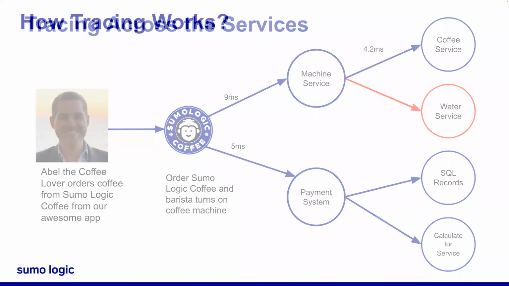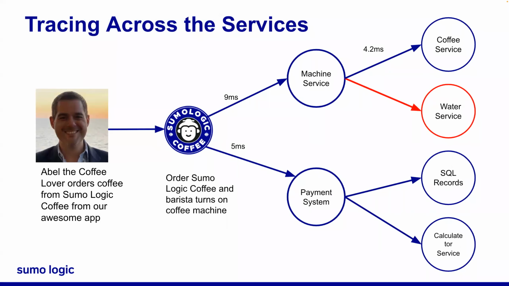There's the payment system side of things, where once again, we don't offer free coffee. Abel needs to pay for it. And so the system is going to start to calculate what item he ordered and how much each item costs, using some SQL records and a calculator service to say, you know, this plus this, and add on tax, and now you have your total bill, if you will.